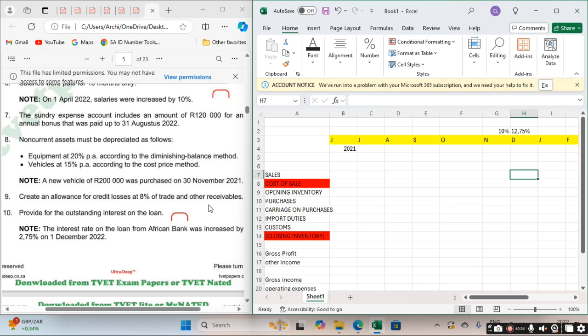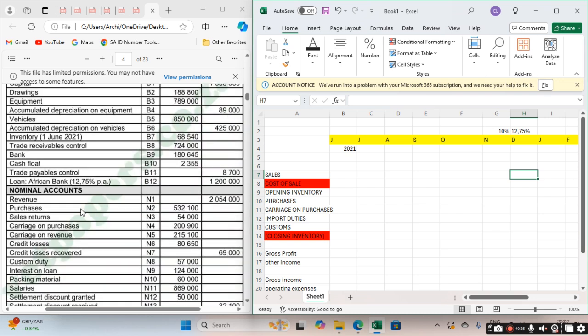What we're going to do is simple. We're going to look for the amount. How much did we borrow? We borrowed a total amount of 1,200,000. So this amount, we're going to say this amount multiplied by 10%.